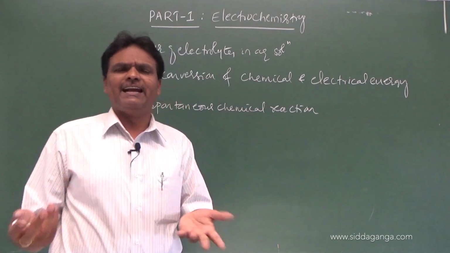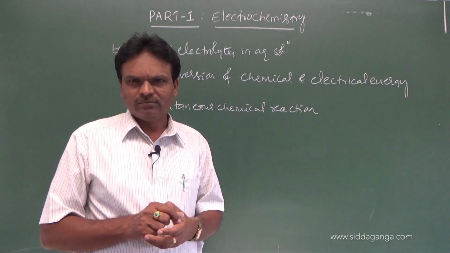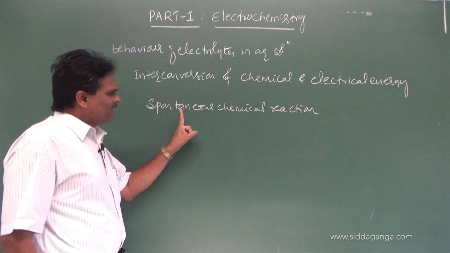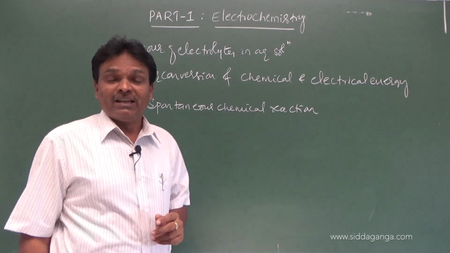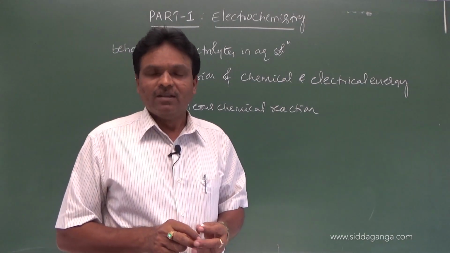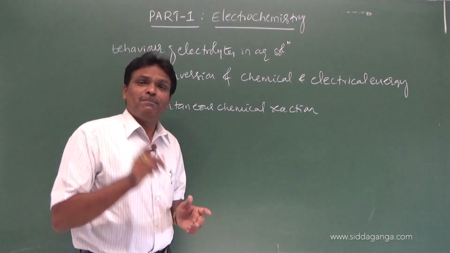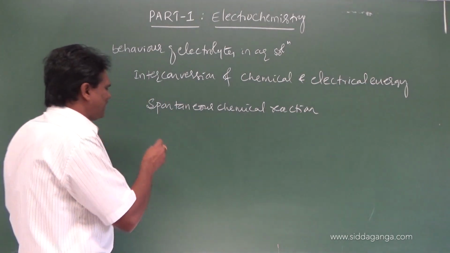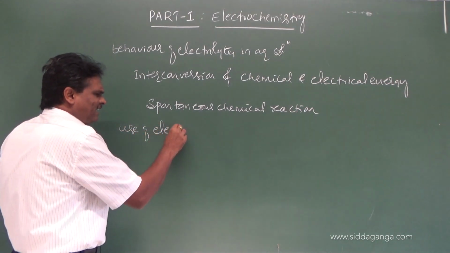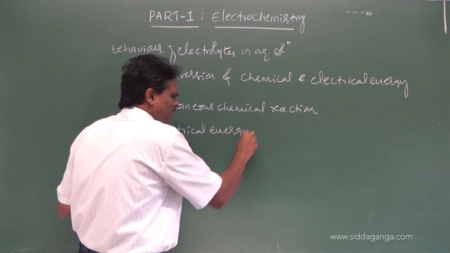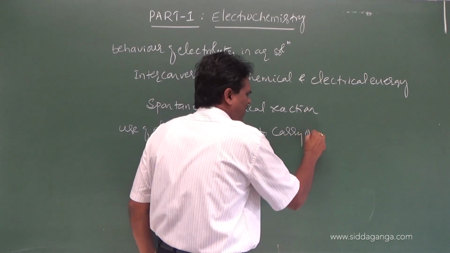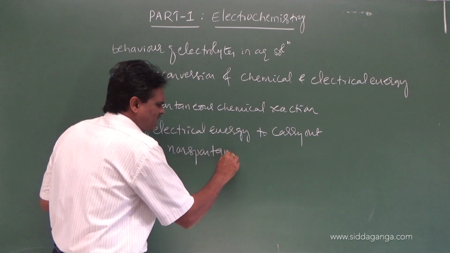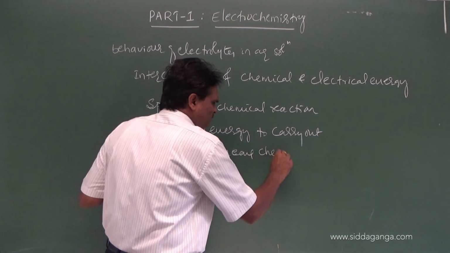So if the reaction is happening on its own, some amount of energy is released, because chemical bond formation is accompanied by the release of energy. That is why the energy released in a spontaneous chemical reaction is converted into electrical energy. The production of electricity from energy liberated during spontaneous chemical reaction, and the use of electrical energy to carry out non-spontaneous chemical transformation.